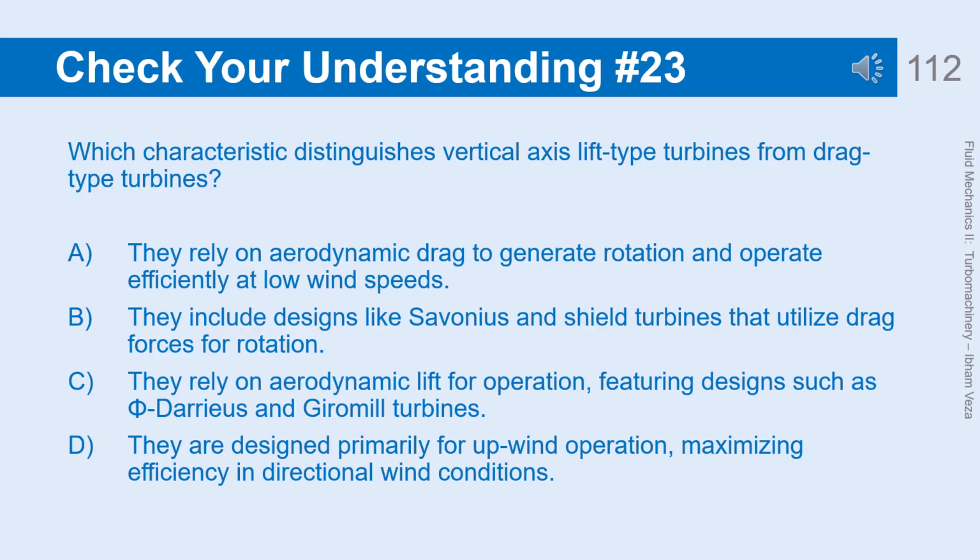Option B. Savonius and Shield turbines are examples of drag-type turbines, which are not relevant to lift-type turbine operation. Option D. Directional operation, e.g. upwind, is a characteristic of horizontal axis turbines, not specifically of vertical axis lift-type turbines.